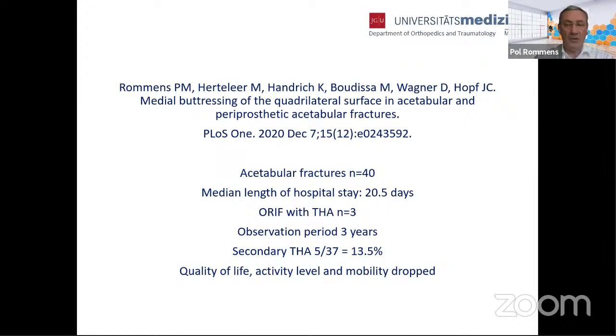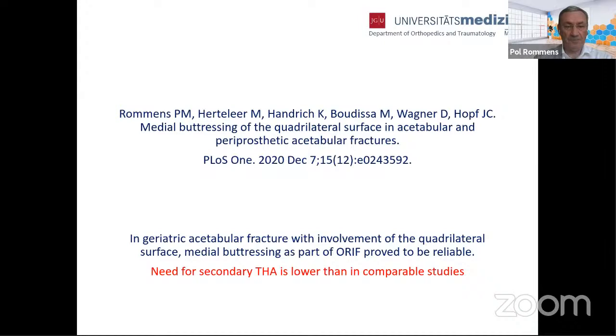If you can control the position and the localization of the quadrilateral surface, you have a better chance of preserving the acetabular cavity for a longer time. Nevertheless, these people dropped in mobility and in activity level, and there was also a decline in their quality of life.